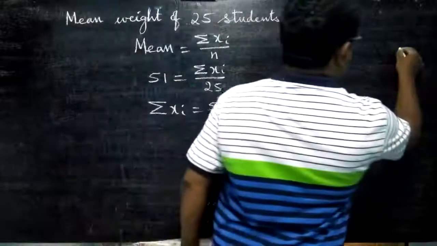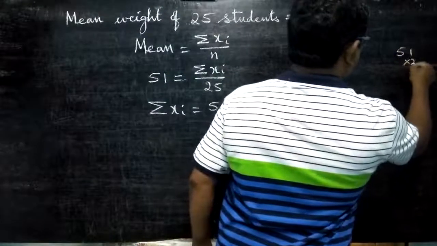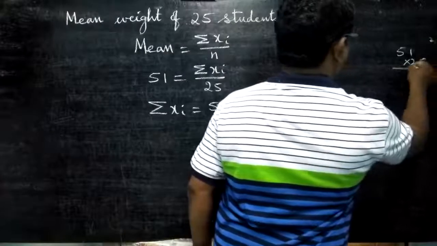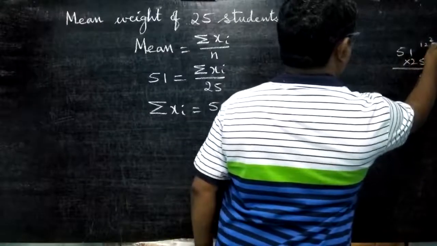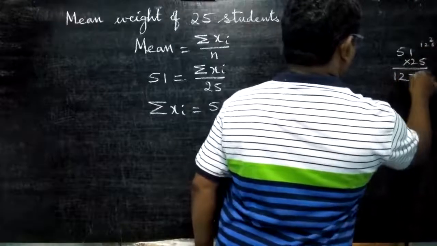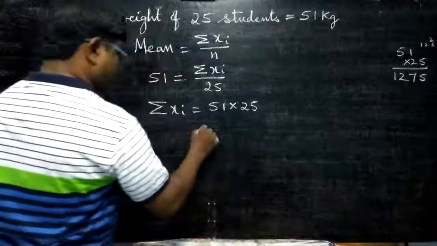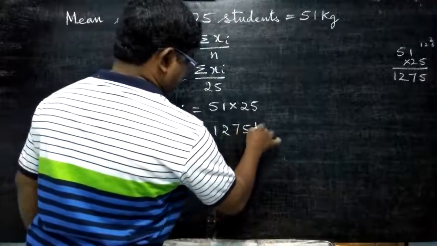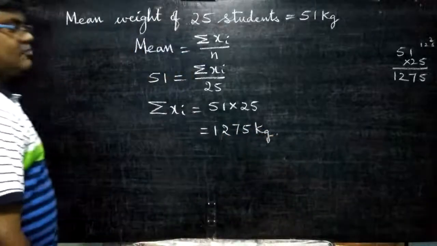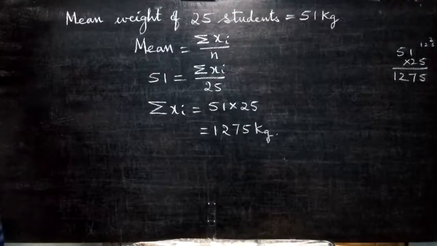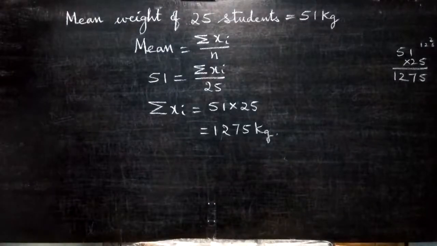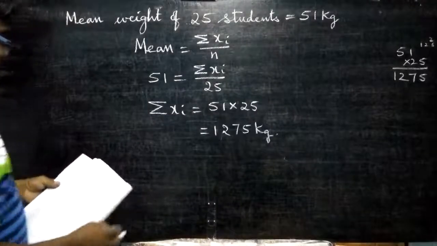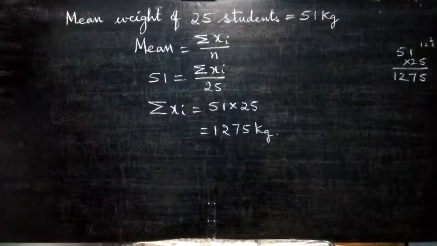Multiply. 51 into 25. 5 times 25 is 125, 2 remaining, 25 fives are 125. So 1,275 kgs. Now what are they asking? They are asking to find the mean of the remaining students.